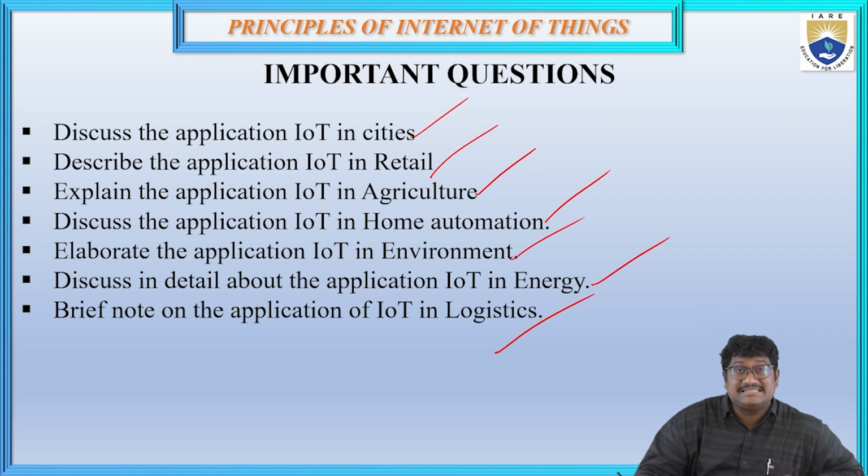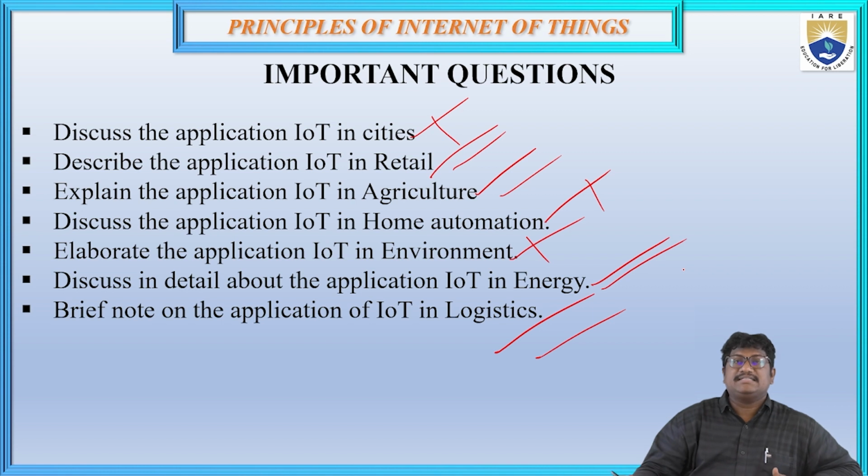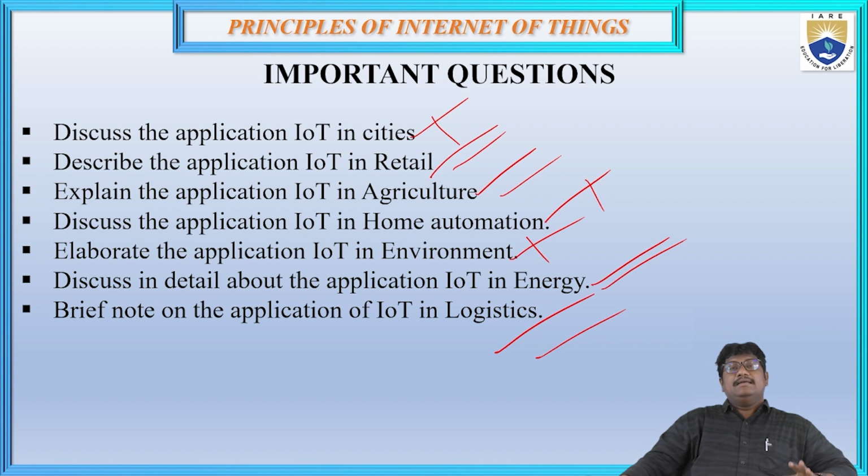If you observe these 7 specific domains, what we discussed in the previous class as well as in this class, I have discussed 4 things: smart environment, smart energy, smart logistics, smart retail. In the previous class, we discussed smart cities, home automation, and also smart environment. These are the 3 topics which we discussed in the previous class. And in today's class, I have discussed smart retail, smart agriculture, smart energy, and smart logistics, as well as multiple examples of these particular things. That's it for the day, and all the best. Prepare well.